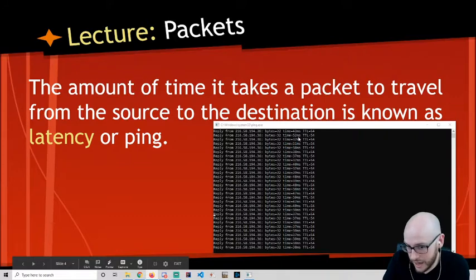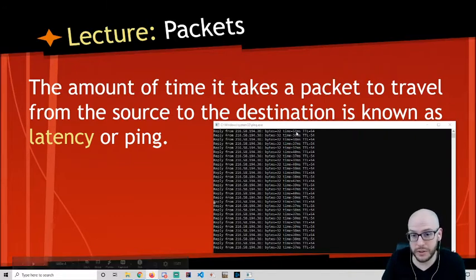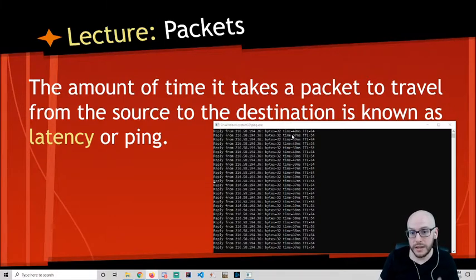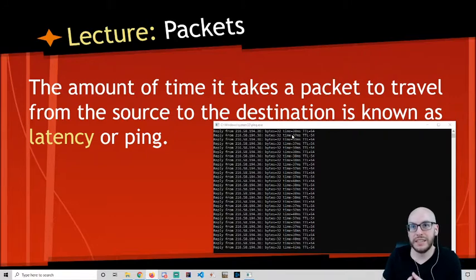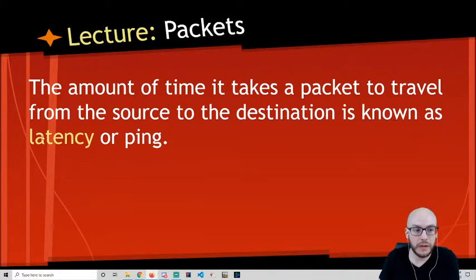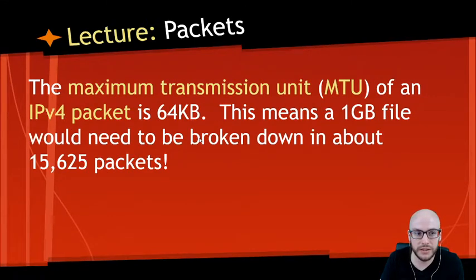So there's actually a time column here, and this is round trip. So it's taking, you know, 30, 40, 50 milliseconds for packets of information to go to Google and come back. So the idea of getting this information, like the TCP, is actually pretty fast. It's actually pretty fast to ensure that we have all of the packets, because we're talking milliseconds here. So this is known as latency or ping, essentially how long it takes for packets to travel to the destination.